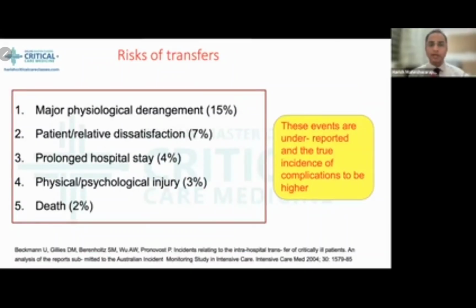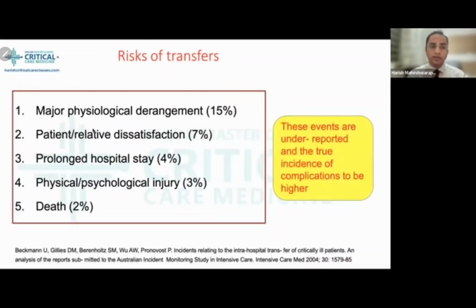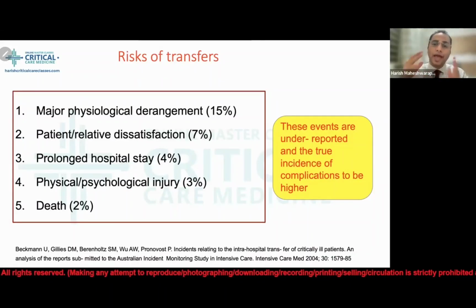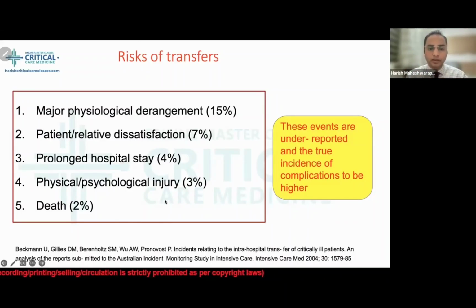When you see the data, major physiological derangement happened in about 15% of the patients who underwent transfer. Clinical deterioration or equipment failure during the transfer led to dissatisfaction of the patient or relatives in about 7% of patients. Prolonged hospital stay, due to physiological derangement from fluctuations in the vitals, happened in about 4% of patients. Physical or psychological injury occurred in about 3%, and mortality is around 2%.